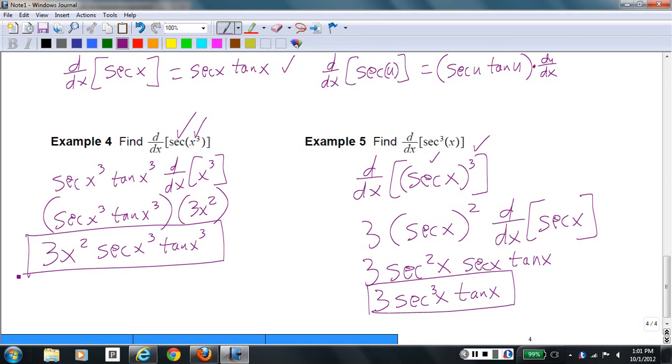Started by thinking, what's the outside function, the outermost function in the composition, and then we multiply by the derivative of what's on the inside.